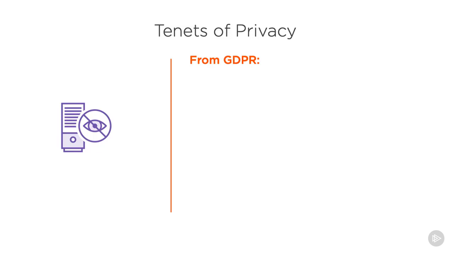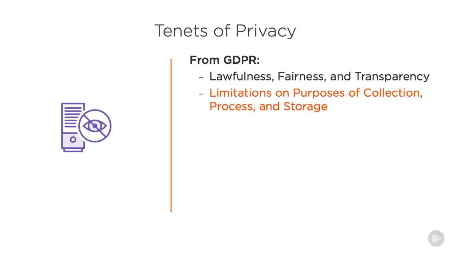But because GDPR is quite influential around the world, it has become the foundation for privacy laws in many other countries. For example, countries like Argentina, Israel, Canada, Singapore are considered to be compliant with GDPR because their local laws are very closely aligned with the requirements of GDPR. The idea here from GDPR is that privacy is about lawfulness, fairness, and transparency.